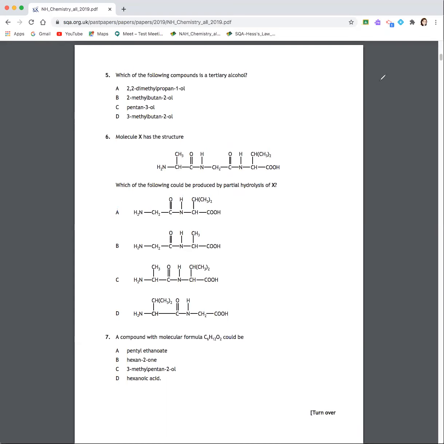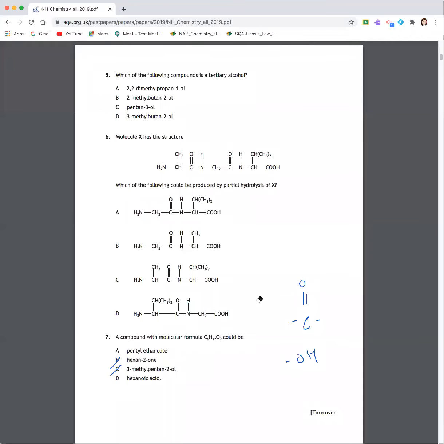And then question 7, a compound with a molecular formula C6H12O2 could be, so needs to have 2 oxygens, and the only groups that we really know of that contain 2 oxygens in them are the esters and carboxylic acids. So B is a ketone because it ends in -one, and that contains a carbonyl group which only has 1 oxygen, so it's not going to be B. And then C is an alcohol which contains a hydroxyl functional group. So again, that's only going to contain 1 oxygen, so it's not going to be C either.